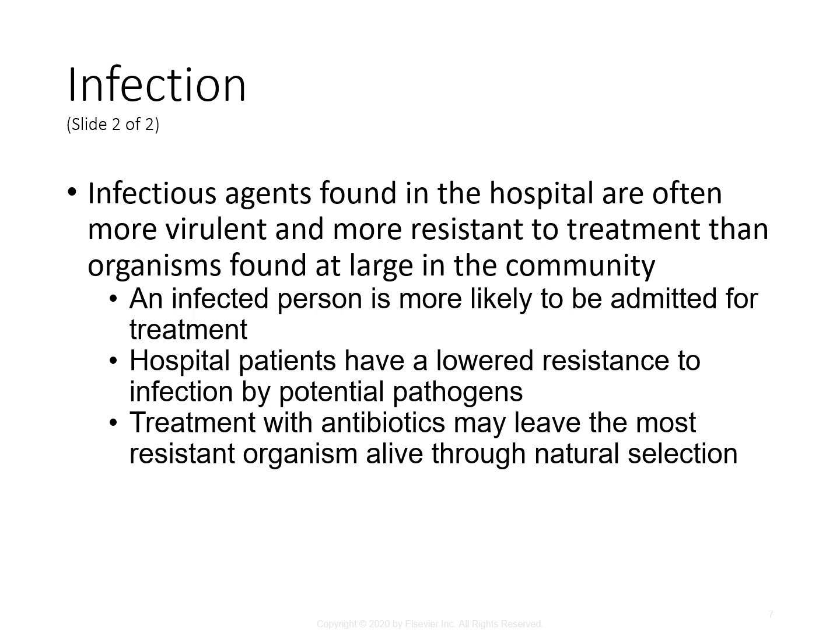Infectious agents are found in the hospital even, and are often more virulent and more resistant to treatment than organisms that are found just regularly out in the community. These are called healthcare associated infections, or HAIs, and they can also be called nosocomial infections. An infected person is more likely to be admitted for treatment if they have a hospital associated infection. Hospital patients have a lowered resistance to infection by potential pathogens, and treatment with antibiotics may not have the best effect because some of these organisms have become resistant to these antibiotics.